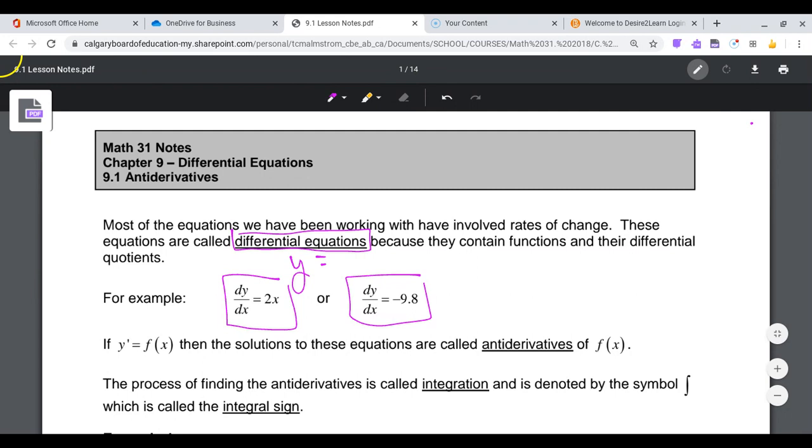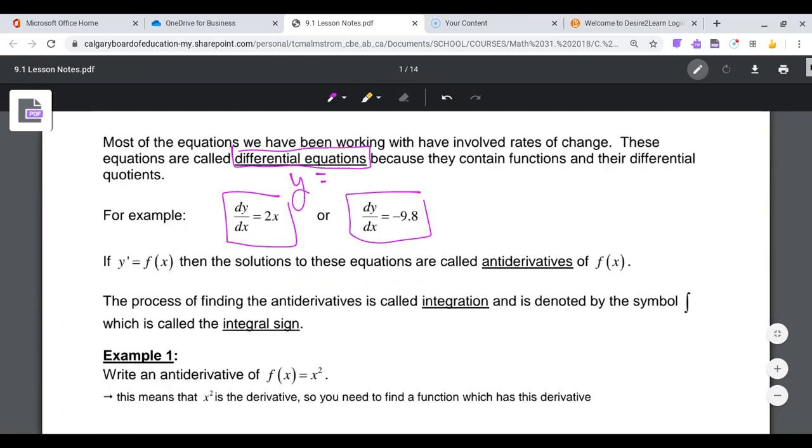That process is called antidifferentiation. It'll find the antiderivative. So if y prime is equal to f of x, then the solutions to these differential equations are called antiderivatives. Okay, we're working backwards now. Okay, and the process of finding the antiderivatives is actually called integration, and what you would call integral calculus. So there's differential calculus and there's integral calculus.